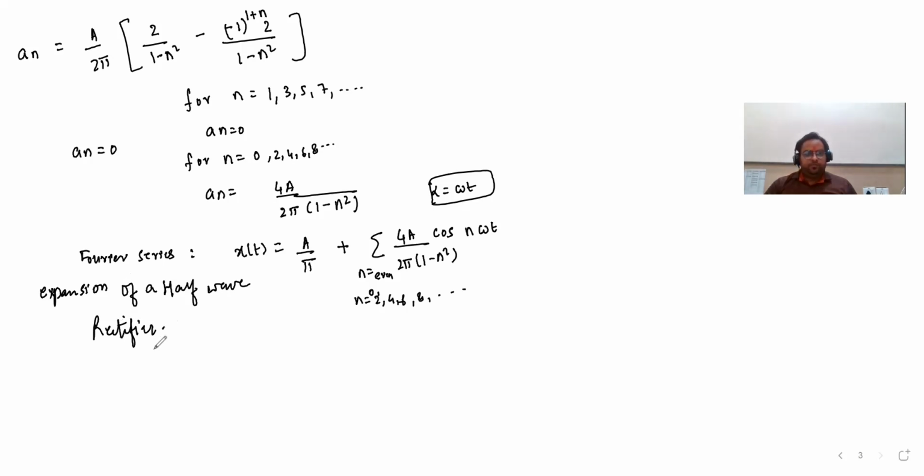Okay, so let's stop here. We'll do the Fourier series expansion of a full wave rectifier after some time. Okay, thank you.